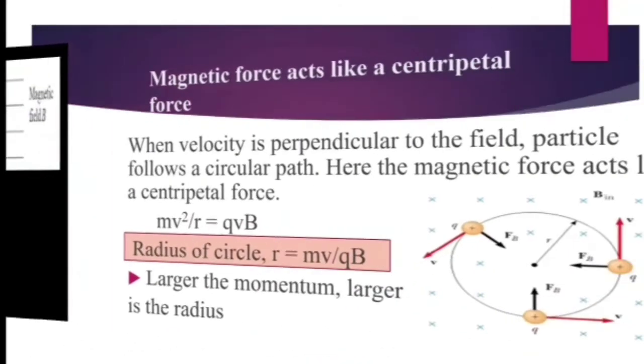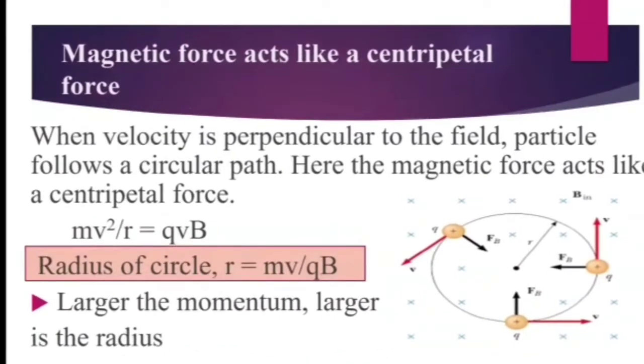Now we know that there is a magnetic force experienced by the charge when it is placed in a magnetic field. If the particle is moving perpendicular to the field as represented in the diagram, the particle follows a circular path. Any particle following a circular path experiences a centripetal force. So here the magnetic force acts like a centripetal force. So we can compare the magnetic force and the centripetal force, that is mv squared by r, which is the centripetal force, is equated to the magnetic force given by qvB. And from that, the radius of the circular path is obtained as r equals mv by qB.